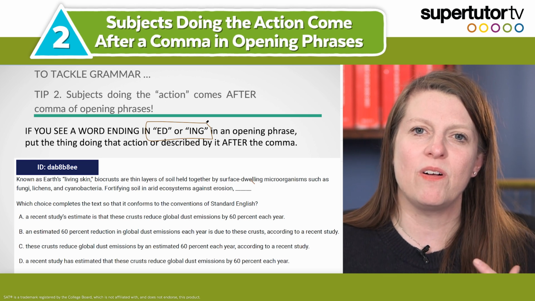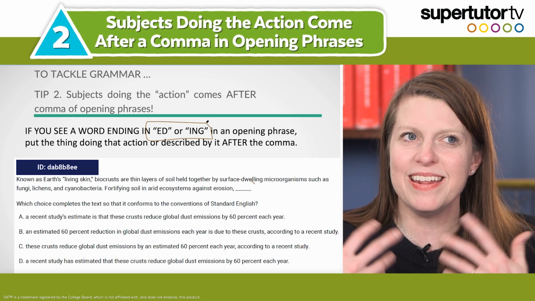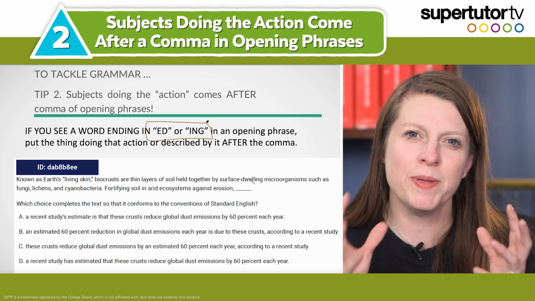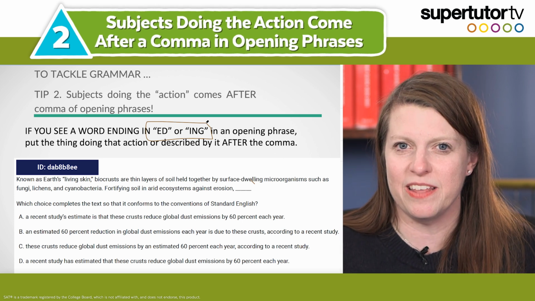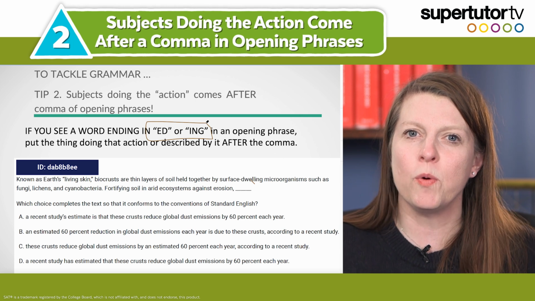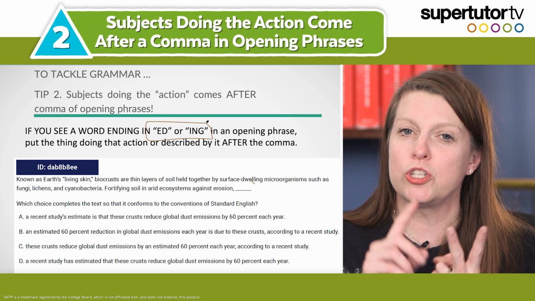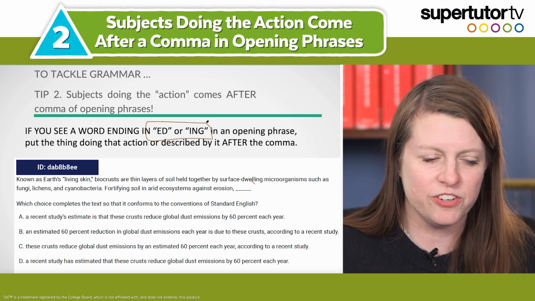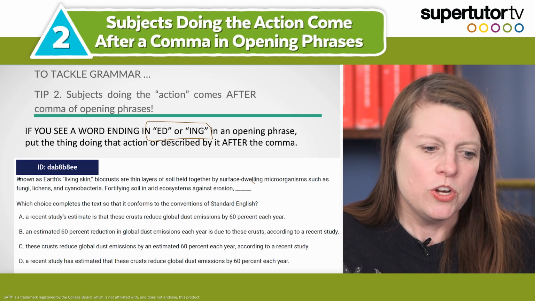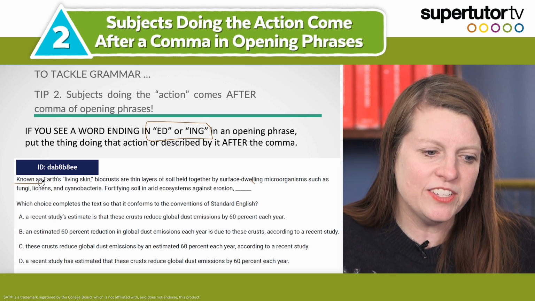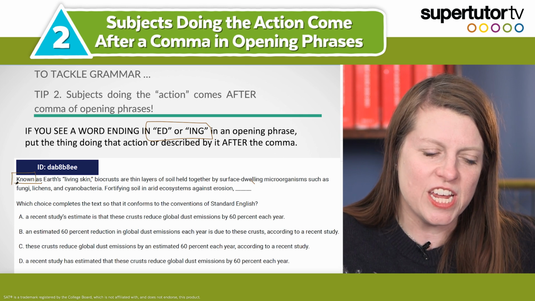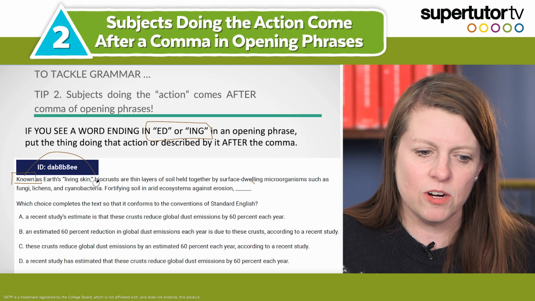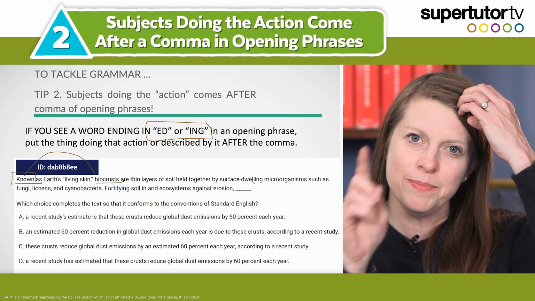And when we do that, we call it a participle and we make it into what's called participial phrases. So these opening phrases have these verby kind of words that don't have a subject attached to them. When you have that situation, whoever or whatever is doing that action or described by that action needs to come after the comma. Let me show you because it's a little bit hard to understand when I describe it. Known as Earth's living skin. So what is known as Earth's living skin? She is known, right? Known is our past participle. Biocrusts are what's known as Earth's living skin. So you see how it comes right after the comma.